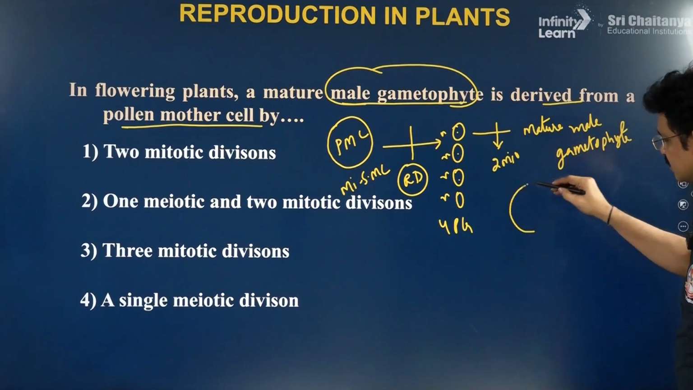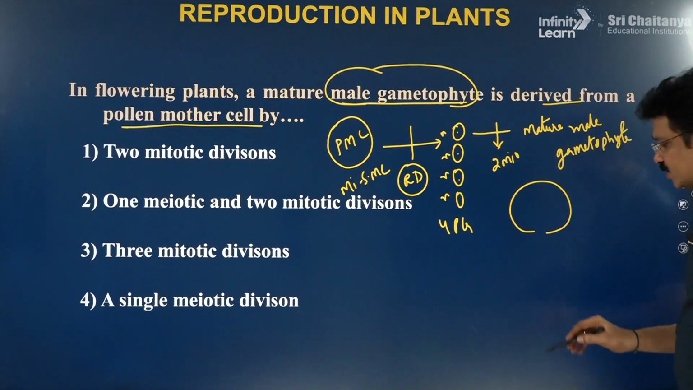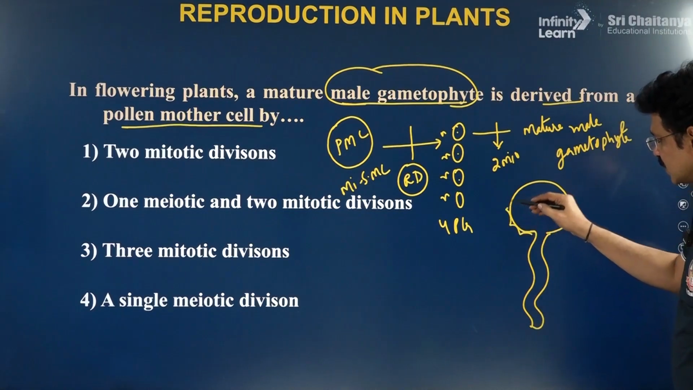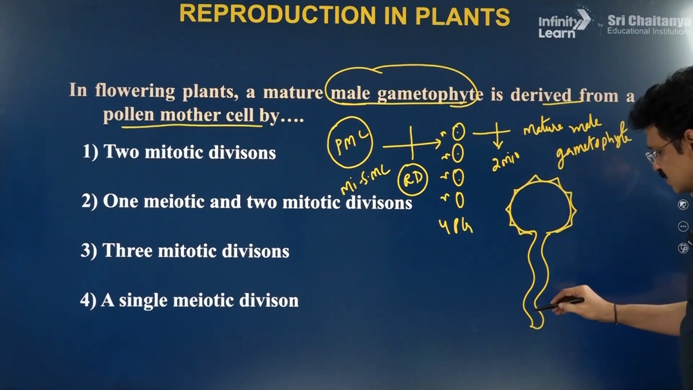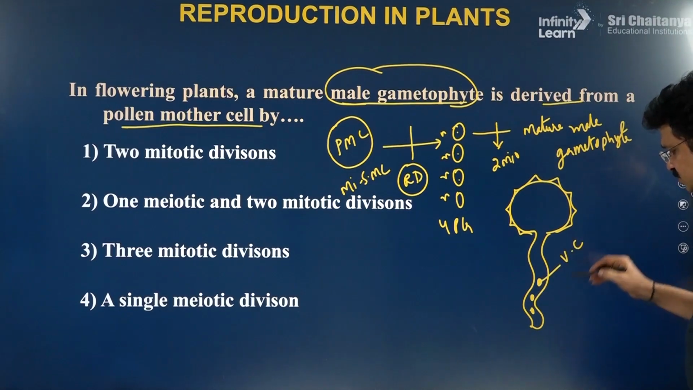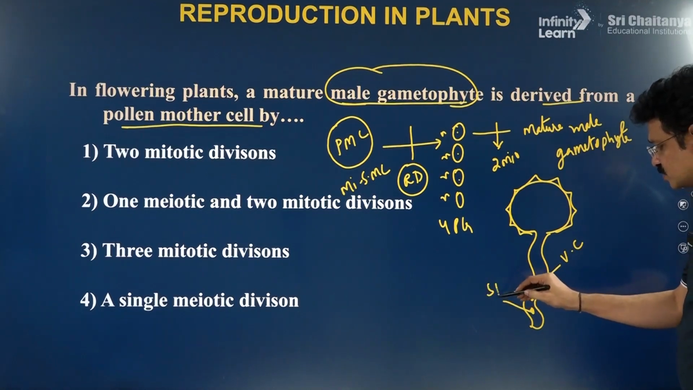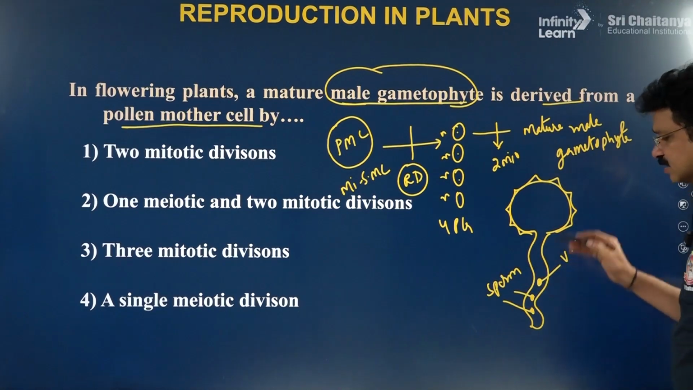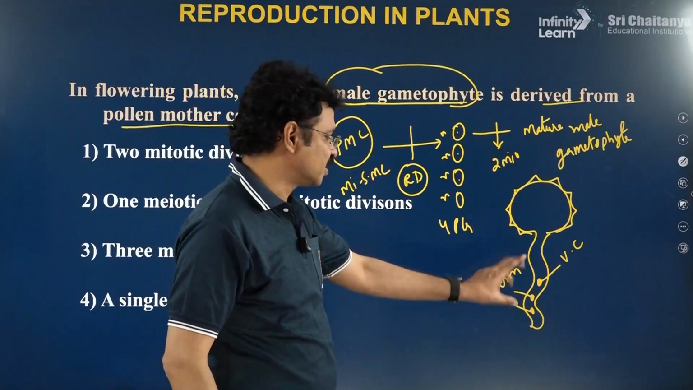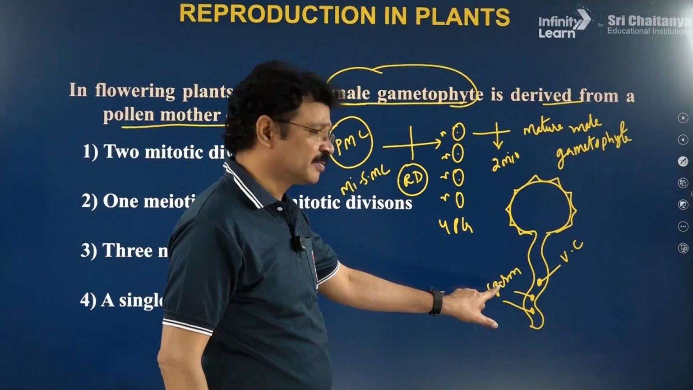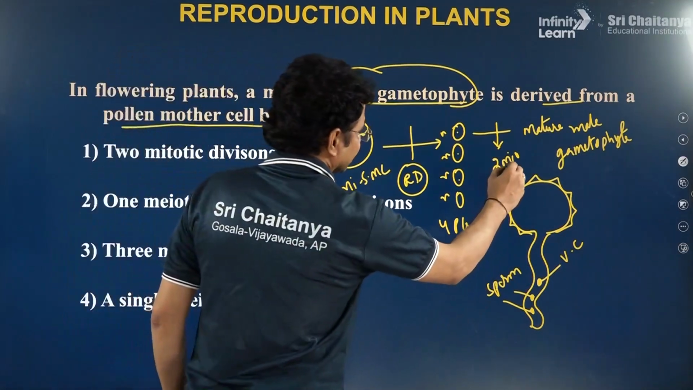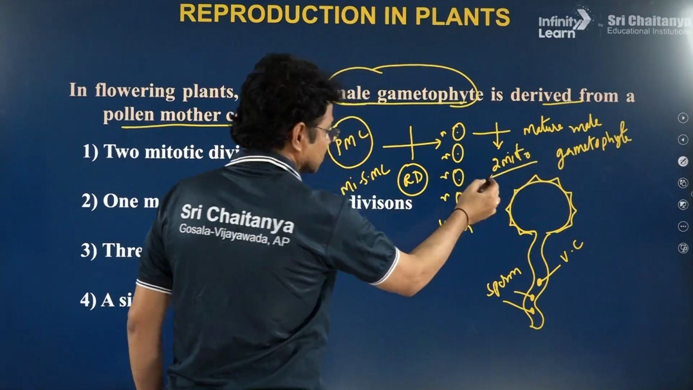This is the structure of the male gametophyte. Intine of a pollen grain: the intine is involved in the formation of the pollen tube. Then the exine. The maximum number of cells in this pollen tube is 3. One is a vegetative cell, the remaining 2 are sperms. The entire structure is the mature male gametophyte. The maximum number of cells in it is 3. The 2 are male gametes, another name for sperms, and the other is the vegetative cell. To form this mature male gametophyte, the required number of mitotic divisions is 2.